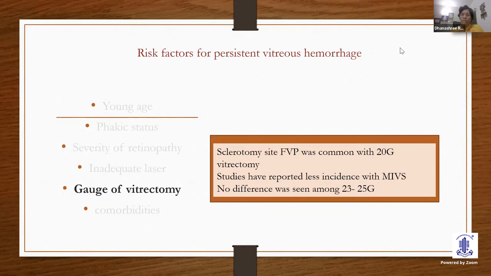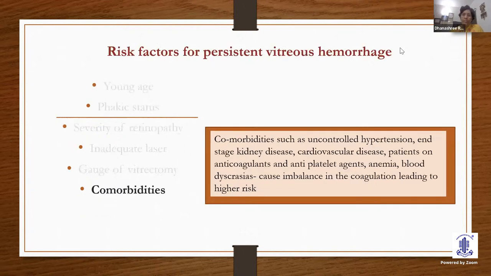Now previously with 20 gauge vitrectomy, it was very common to have sclerotomy related complications such as fibrovascular proliferations and anterior hyaloid proliferations, which led to persistent vitreous hemorrhage. But with the advent of the MIVS, this incidence is much reduced, and the sclerotomy related fibrovascular prolif also is much reduced. However, no difference has been seen among the MIVS gauges like 23 and 25. Probably all are equal incidence.